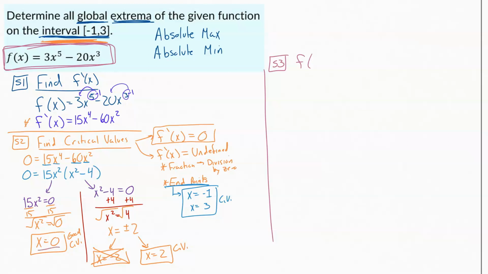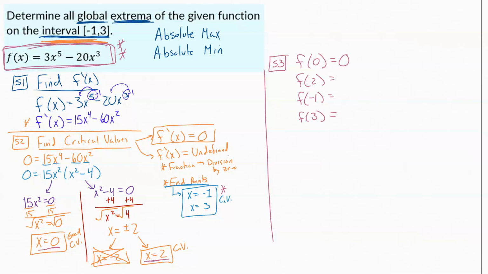So we're going to do f of 0, that first critical value we found. We're going to do f of 2, the second critical value we found, and then we're going to do our two endpoint critical values, so f of -1 and f of 3. We're going to plug those x values into our equation to get the y values that go with them. And then from that list, we just choose the winner of the absolute max award and the winner of the absolute min award. So plugging 0 into that equation, we would get out 0.